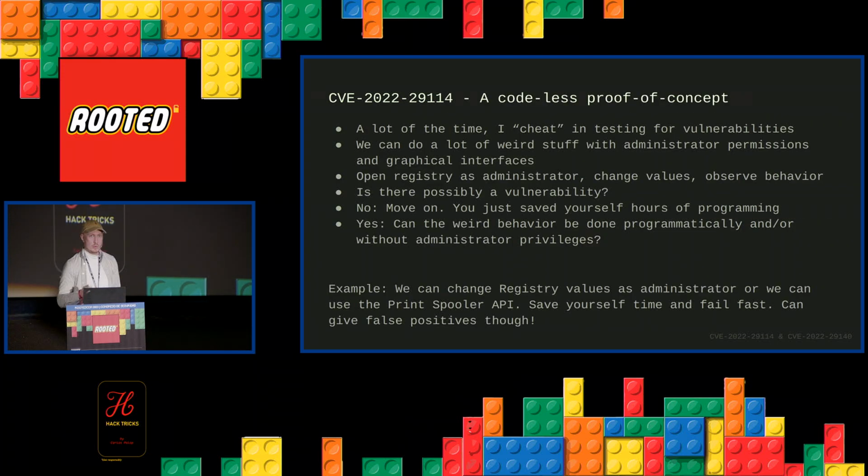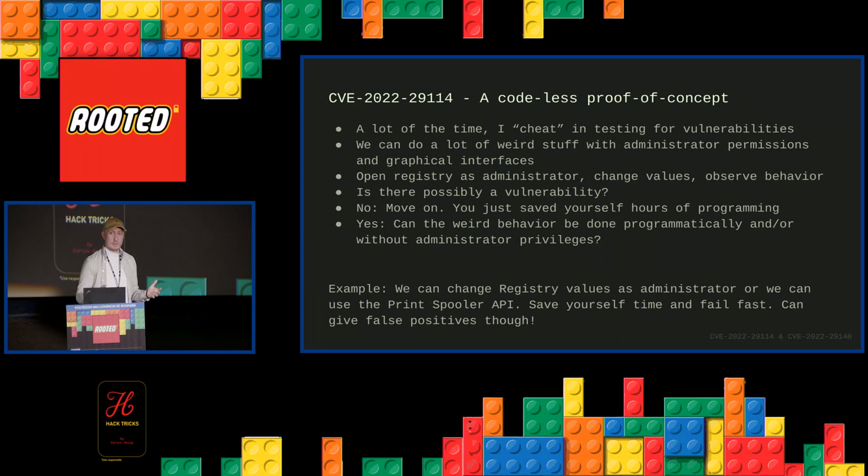And a lot of the time when I am actually testing vulnerabilities, I cheat by making myself an administrator and actually doing stuff in the registry, for instance, because we can do a lot more as an administrator than as a low-privileged user, and we can do it way faster. So for instance, we can open the registry, change the value as we just saw, "property here", and then we can observe the behavior. And then we can ask ourselves, is there possibly a vulnerability? No. Then we just move along. We just saved a lot of time trying to make a nice proof of concept in C# or C++.